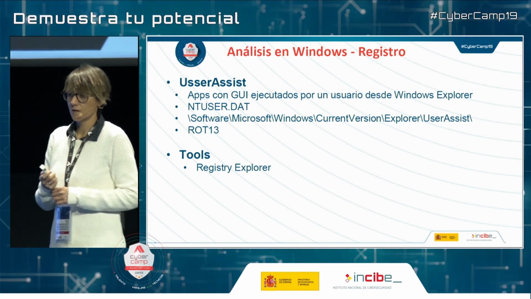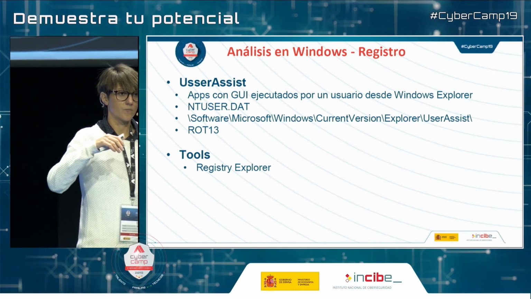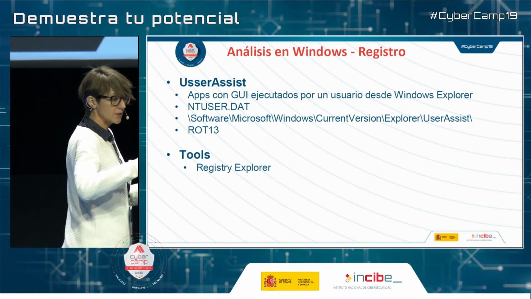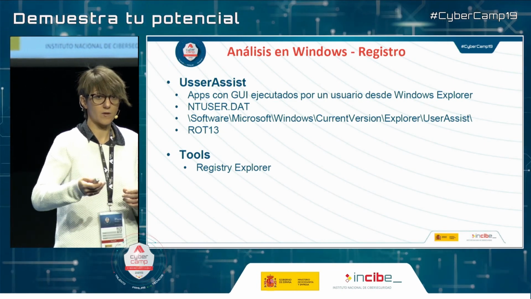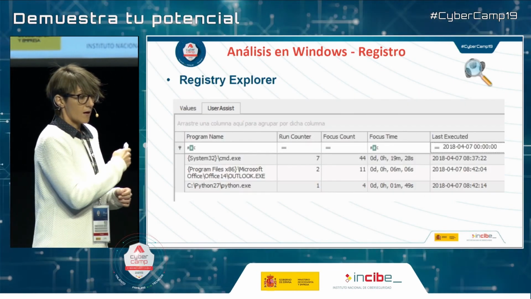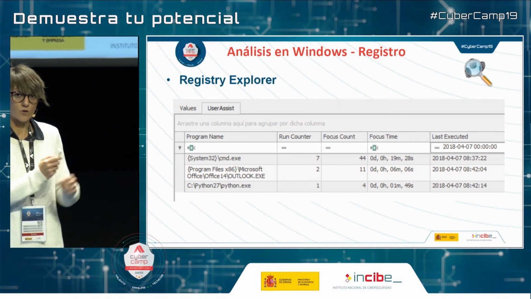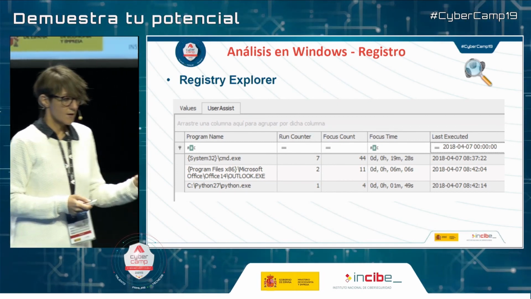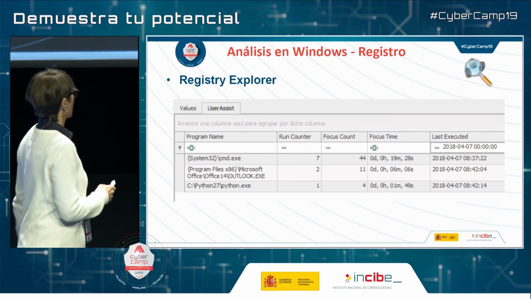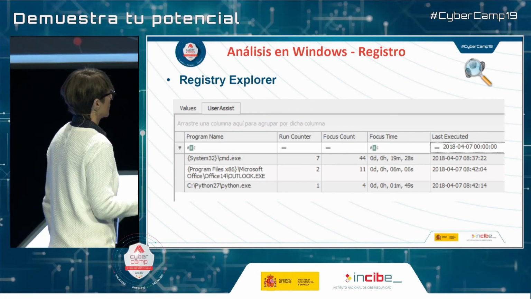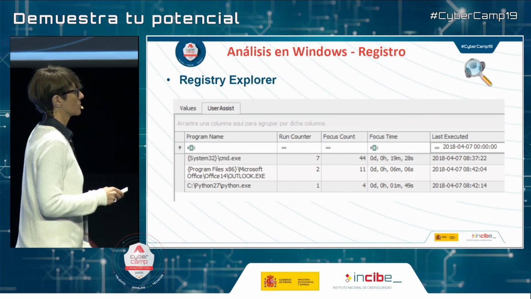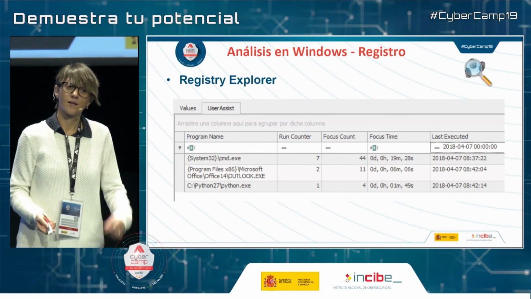But Registry Explorer, this tool, is really useful because it decodes the information automatically, and hence you can read the applications that have been executed. Now, with Registry Explorer, we open our NT user data, and we can see here that this user executed Outlook on 7th of April at 8:42.